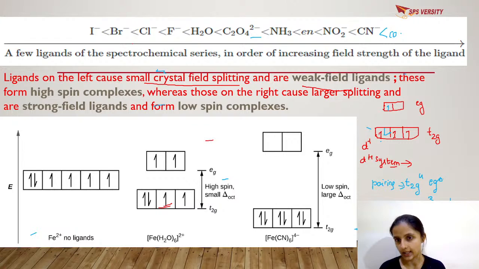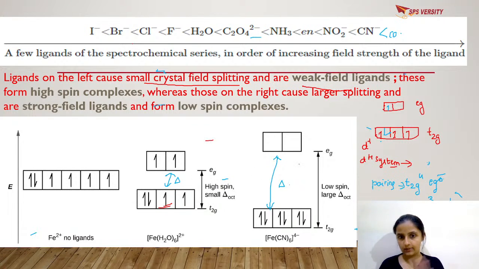If it is a strong field ligand, the splitting is greater. That's delta. You have two factors over here. One is this splitting, the crystal field splitting over here, and this is also crystal field splitting over here. And then after this, what you have here is the pairing energy. You have to consider these two factors.